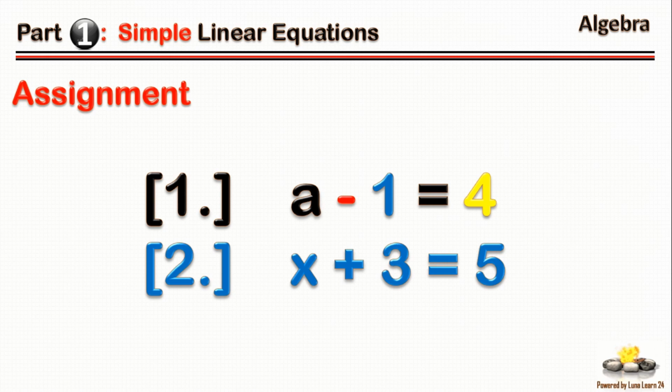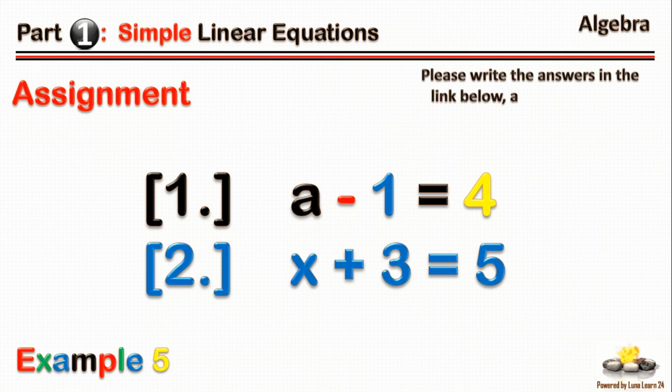Now that you have seen examples 1, 2, 3, and 4, and we've solved together, now you're going to solve these two problems. Please solve these two equations. The first one is a minus 1 equals 4, and the second is x plus 3 equals 5. Please solve and drop your answers in the comments section below.